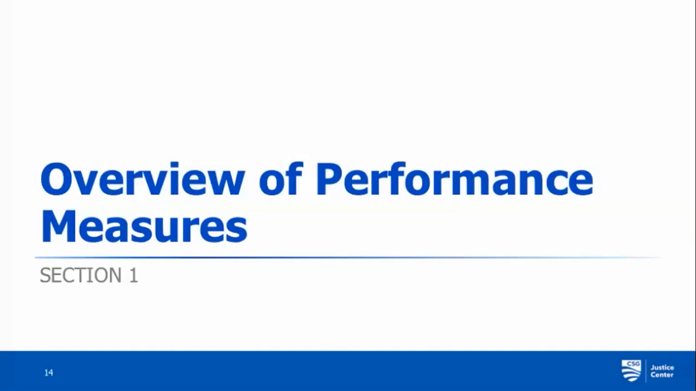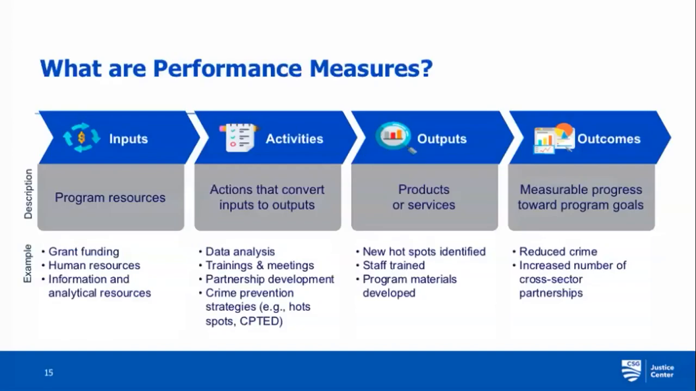At the end of my section of the presentation, you as a grantee should be able to understand the JMHCP performance measure reporting requirements, why BJA requires these performance measures, and then any sort of common challenges. So let's start with a brief overview of what performance measures are and how the collection of these specific metrics benefits both you as the grantee and BJA.